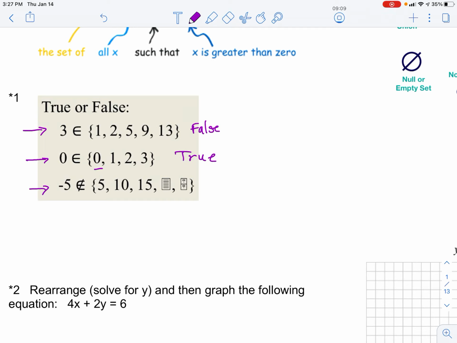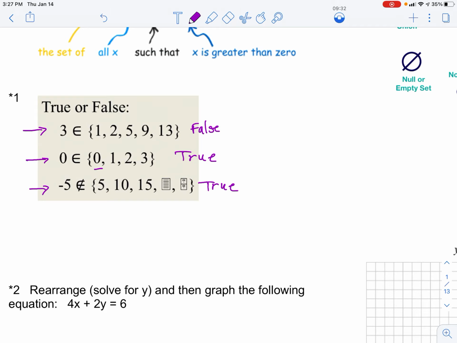Is -5 not a member in this set? That is true. And look at the different things that are put in here. It looks like a file cabinet right there, maybe a sheet of paper or something here. That's a funny set, isn't it? Okay, so it's including a lot of different things other than numbers. But -5 is not in there. So -5 is not a member. So that is true.